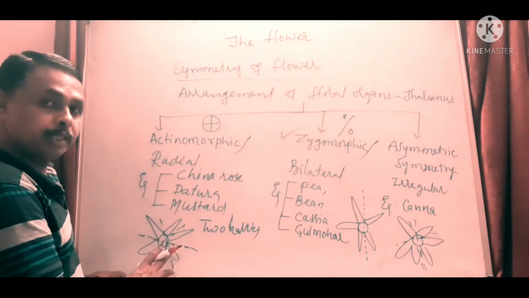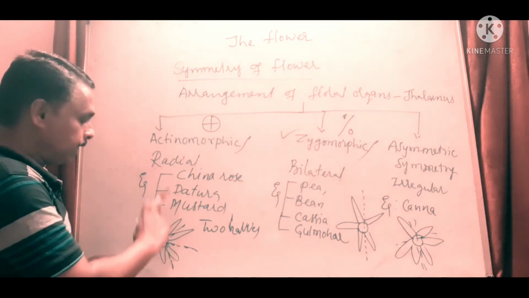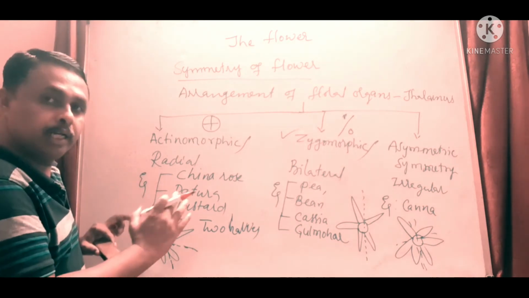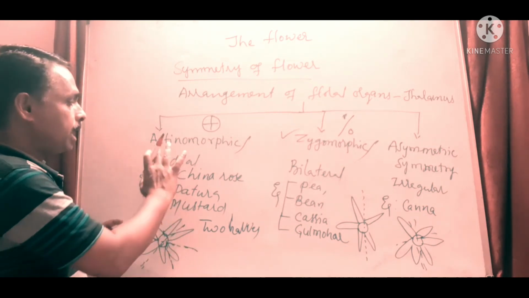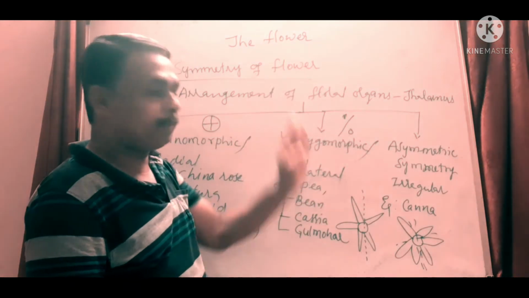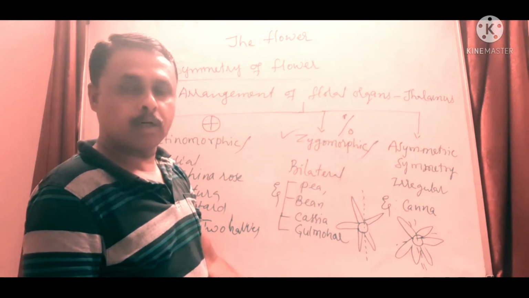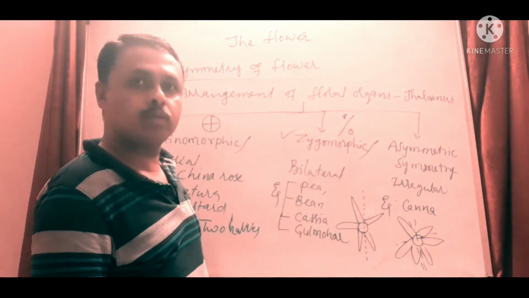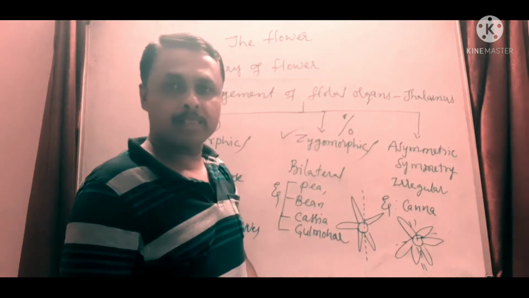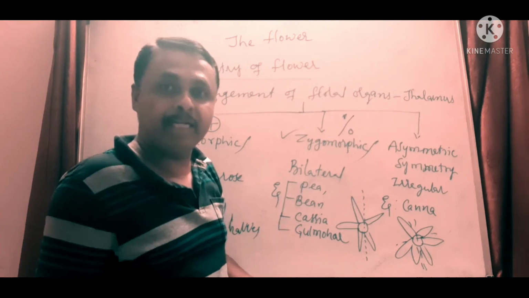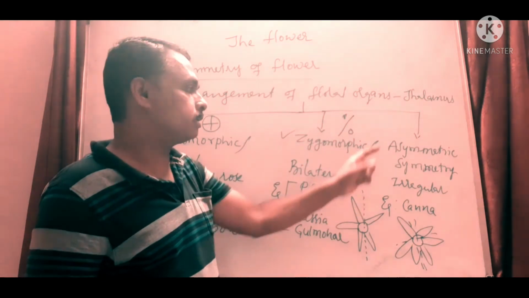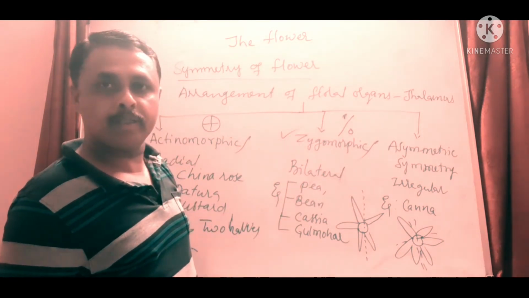Actinomorphic symmetry: if you pass the plane of division through the central axis in any direction, it divides into two equal parts. That is called actinomorphic symmetry. Zygomorphic: if we pass the plane of division only through one particular plane, then only it divides into two equal halves. That is called zygomorphic symmetry. Asymmetric symmetry: if you pass the plane of division in any direction, it cannot be divided into two equal parts. It will be divided into different pieces. It will be called asymmetric symmetry. This is about the symmetry.